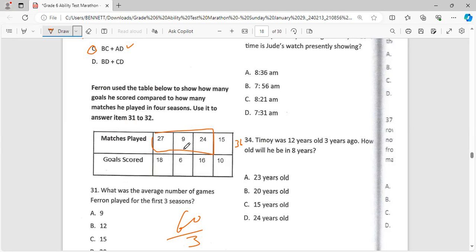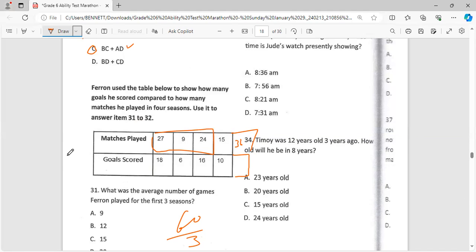Yeah, they added these numbers to give you the first 3 season matches. But I want you guys to think about it now. If he played 36 matches, what do you expect? How many goals do you expect him to score if he's consistent? What pattern do you see for the other 2 seasons? Sir, you subtract 12. Subtract 12 to get the 6.